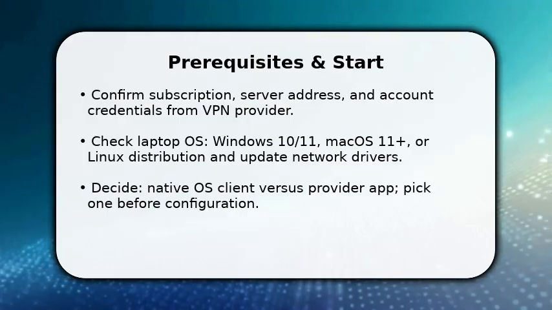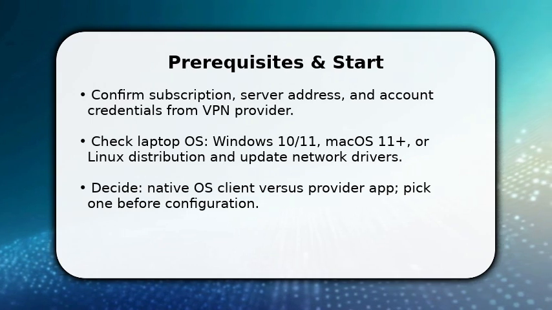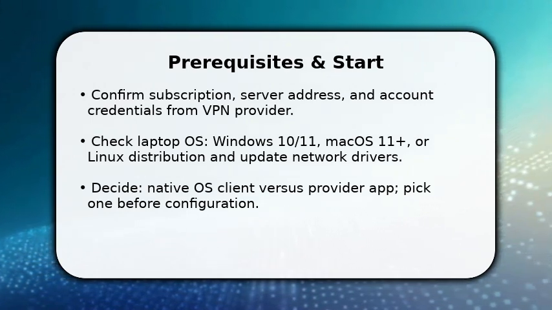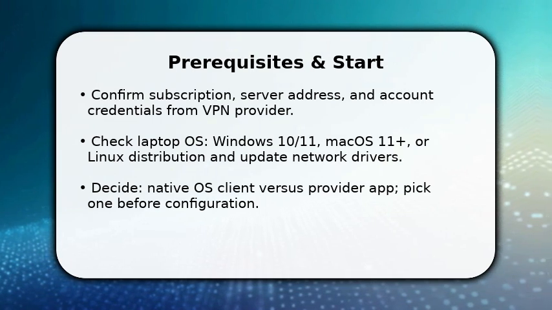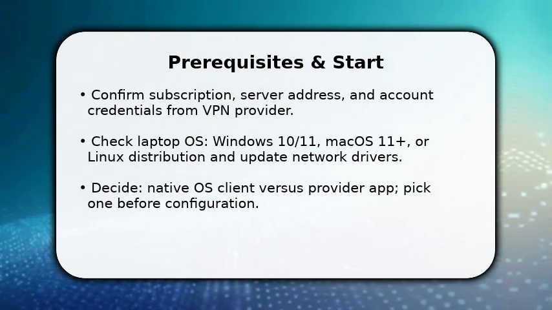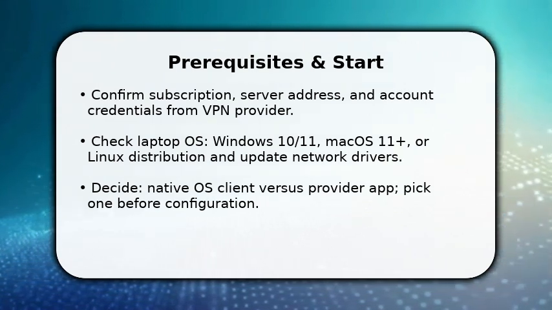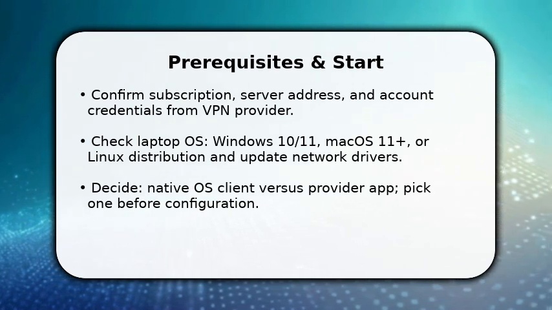You have the essentials: account, server address, and password, so begin now. Open Settings or System Preferences, locate Network or VPN. For Windows, click Add a VPN connection. On Mac OS, choose Network Plus to create a VPN interface.